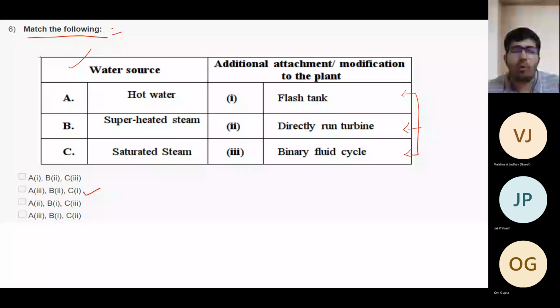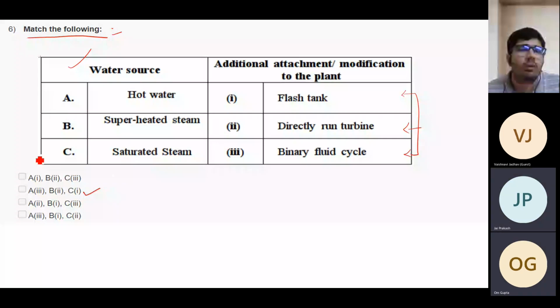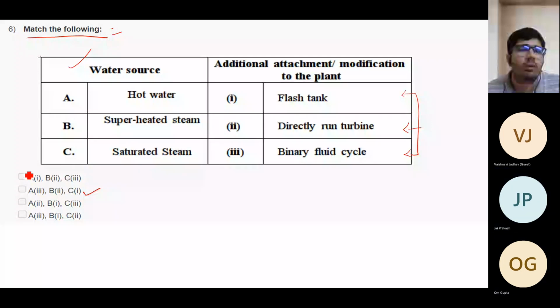Okay, let's come to the point. So what is the correct answer? Two students are saying second, and one is saying fourth also. Second and fourth. Now let's see.